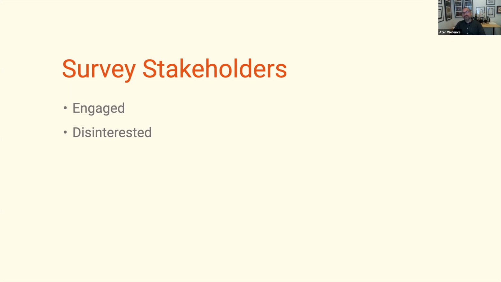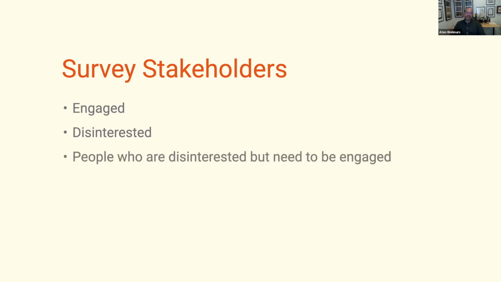However, there is a third group of stakeholders out there, and those are the people who are disinterested but need to be engaged, right? Oftentimes these are leadership, or the subject matter experts who aren't on the day-to-day team. Those people need to weigh in. Especially if they're a decision maker on the project, they have the ability to put the kibosh on the project. So you want to make sure that you're getting that input early, and ideally before the project even begins.